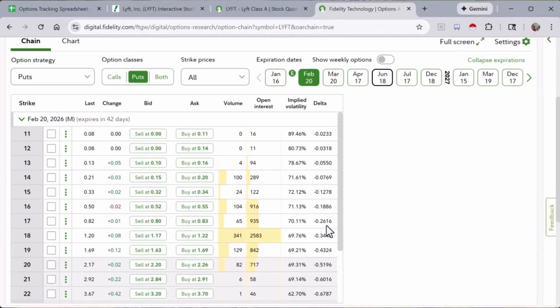And some people say you should make it even more safe by going 0.18. Now, if I was selling my very first option for the very first time and I picked Lyft, I would maybe go all the way down here to the 15 strike price.